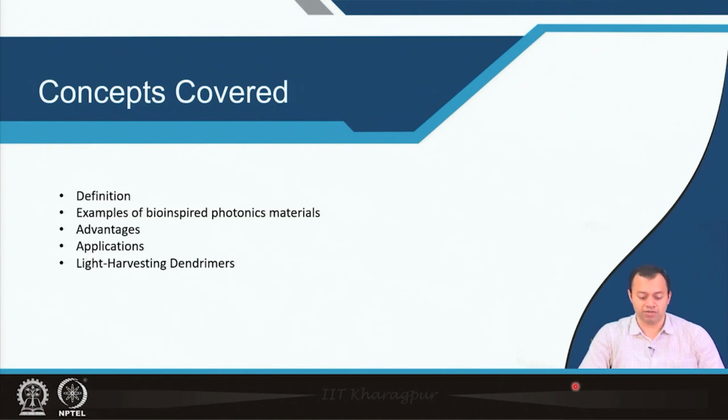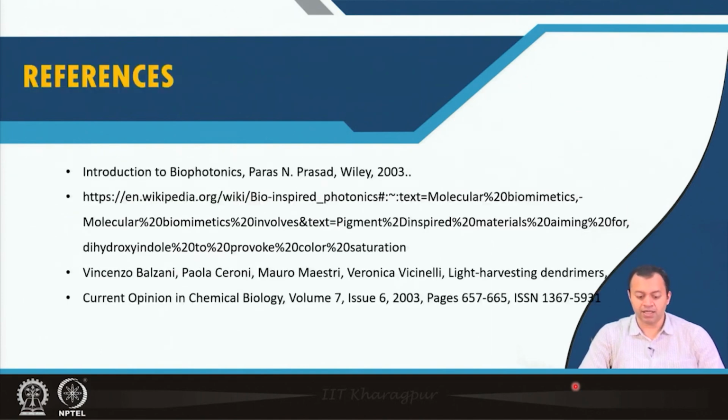So, these are the concepts that I covered today, and these are my references. Please go for Current Opinion in Chemical Biology. This is a fascinating paper that I read. Light harvesting dendrimers by Balzani is also quite nice.